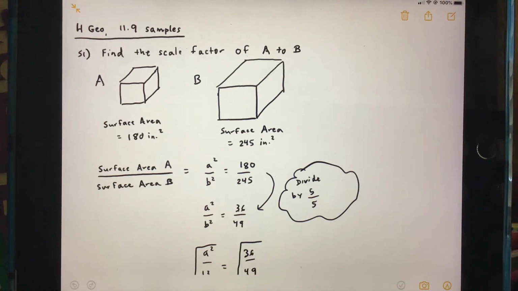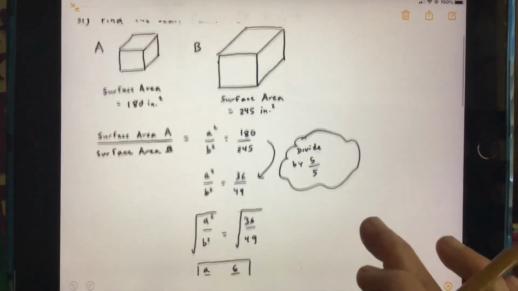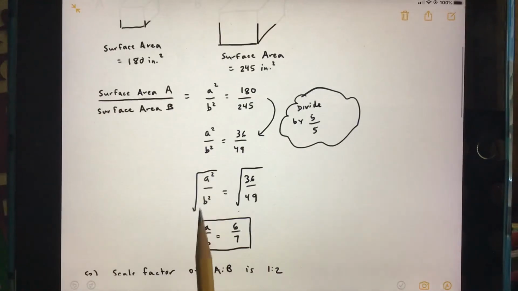The inches squared will cancel out, so we don't need to show that. Then we notice that we can reduce this fraction, so I'm going to divide both of these numbers by 5. So I'm dividing by 5 over 5, and A squared over B squared, the surface areas, compare 36 to 49. Well, we want to get it down to A over B. So this is a good time to take the square root.